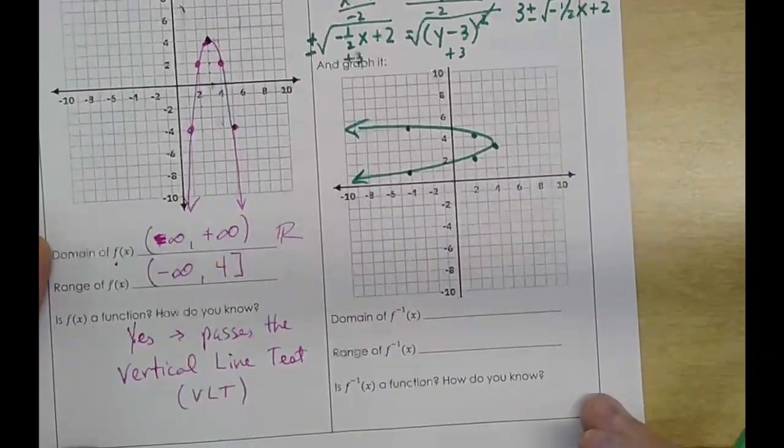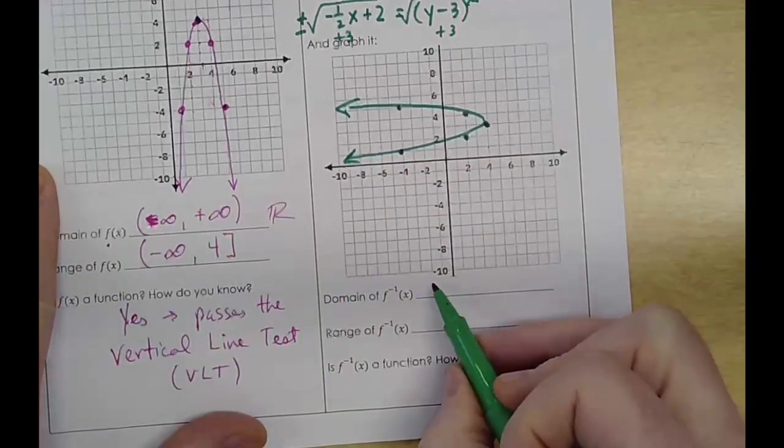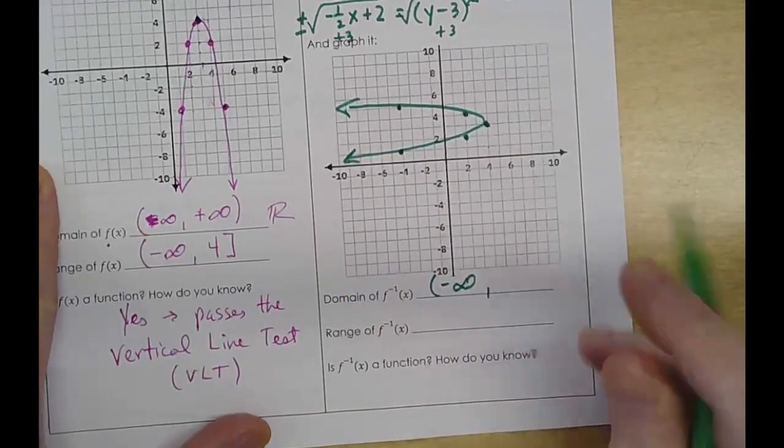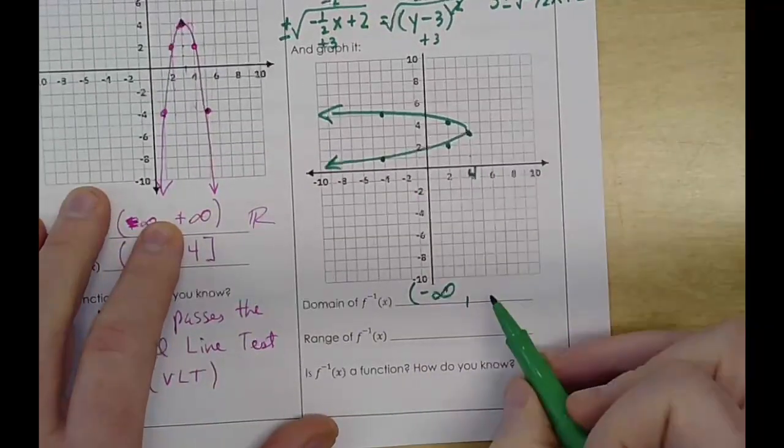All right, what's the domain for this function? Well, I can pick any number to the left. So it goes from negative infinity, but it doesn't go all the way to the right. It stops when you get to the number 4.